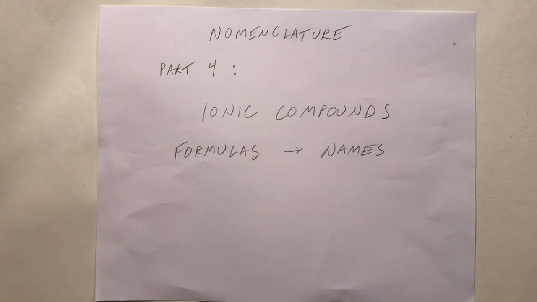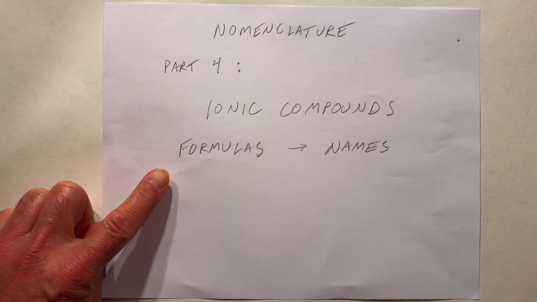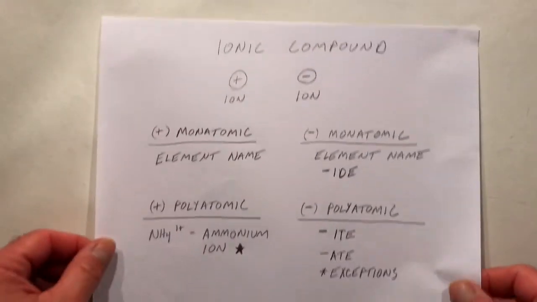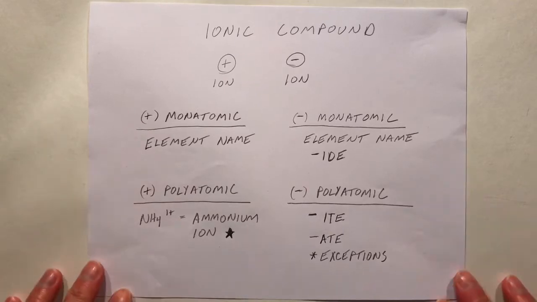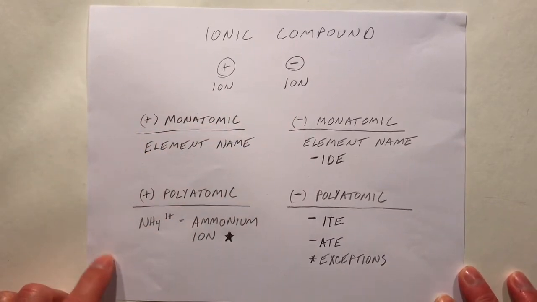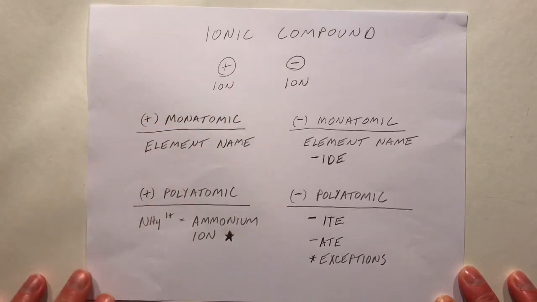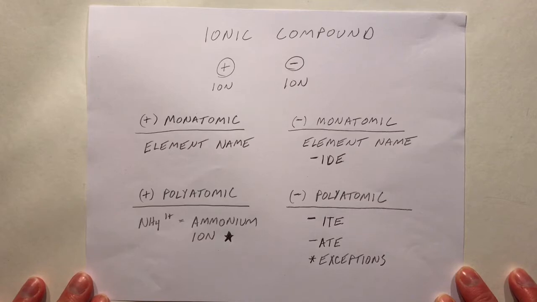Chemical Nomenclature Part 4, Ionic Compounds, Turning Formulas into Names. An ionic compound is always written with the positive ion first, negative ion second. So when we name an ionic compound, we're going to name the positive ion and name the negative ion, and that will give us the name of the compound.